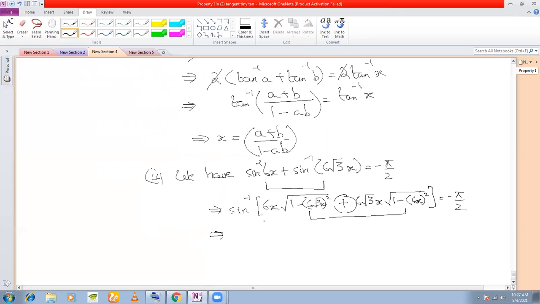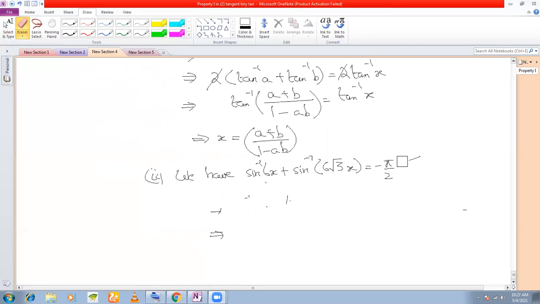So whenever you see a convenient number like pi by 2 on the right hand side of such equations, you try to take one sine inverse on the other side to make your task a little bit easier. Okay, so let us take one sine inverse on the other side and attempt to solve this problem. So let us take sine inverse root 3x on the other side. You can take sine inverse 6x also on the other side. Sine inverse 6 root 3x.